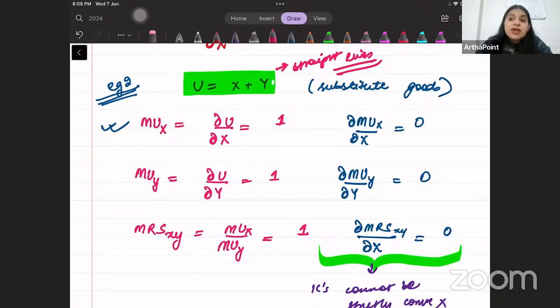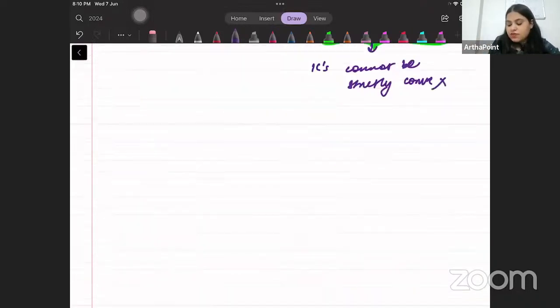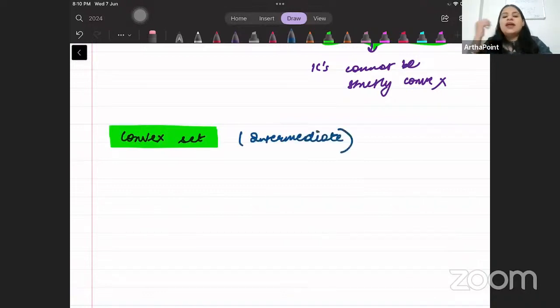We must be able to compare this concept with another concept that students get confused with, which is called a convex set. But this is a maths concept. You will do this in your maths class also. And you will find this in my intermediate videos of maths also. But I just want to highlight a little role of convex set in microeconomics.